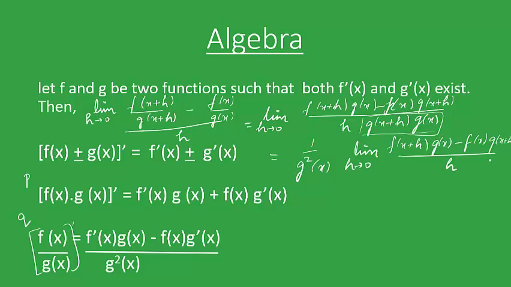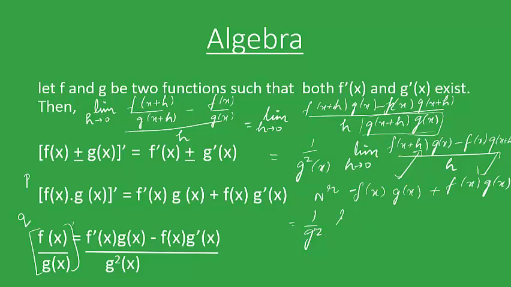Now to solve this particular expression, we again require to do a manipulation. So in the numerator, we'll add and subtract f of x into g of x. So we'll subtract this and add this. So now to get this expression, we'll simply club this and this term and club this and this term. So as you can see, after we club this term, we'll have g of x as common, and in bracket we'll have f of x plus h minus f of x upon h.